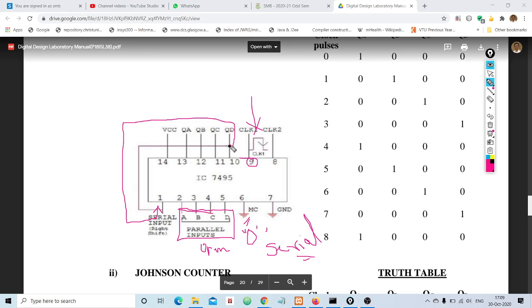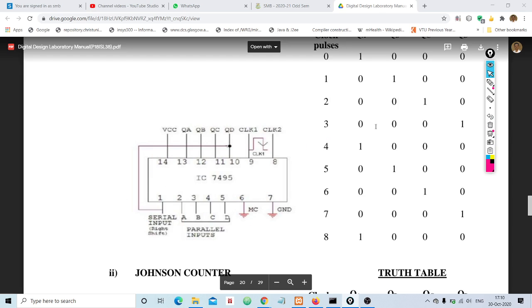Clear? Okay, then QA, QB, QC, QD should be connected to output pins. And clock 2 will be left open. We don't use this parallel clock or clock 2, and pin number 14 should be connected to VCC. And pin number 7 should be connected to ground. That's it. This is the connection part, and we shall see the practical implementation in the coming videos. Clear with this?